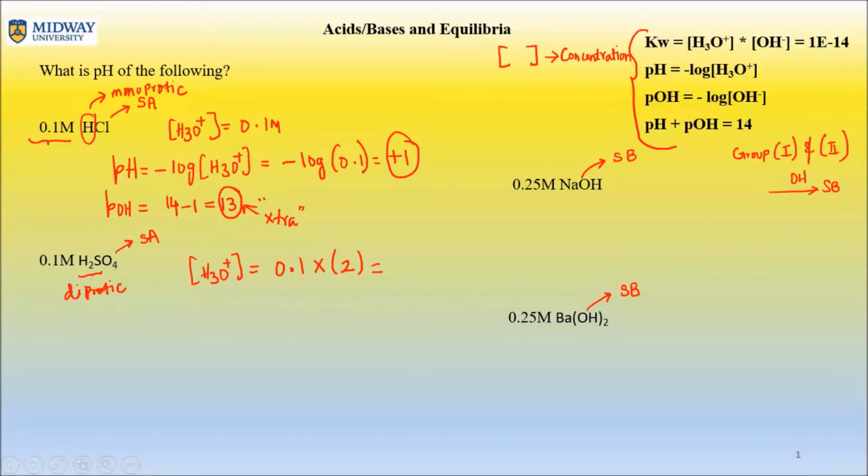So 0.1 times 2 is 0.2, right? This is your H3O plus concentration, not 0.1. If you put 0.1, you're going to get a choice, which will be one of the answer choices, but that is not, unfortunately, the right answer. So pH equals negative log of H3O plus, which is negative log of 0.2, which would be 0.698.